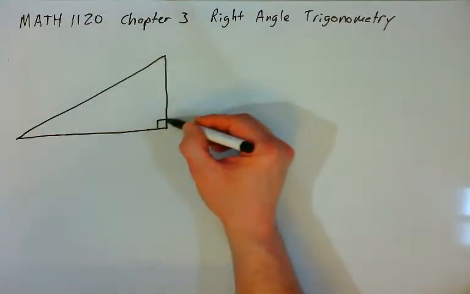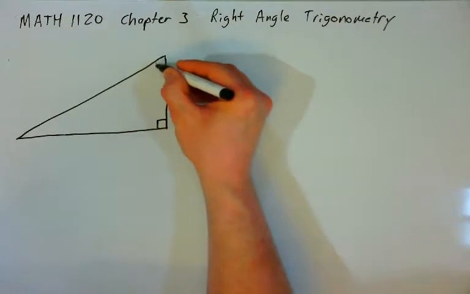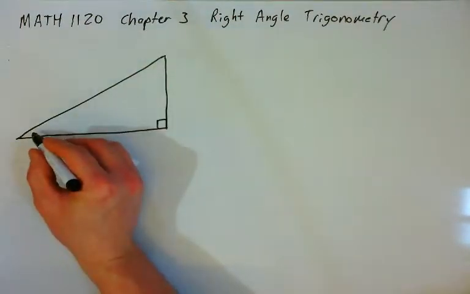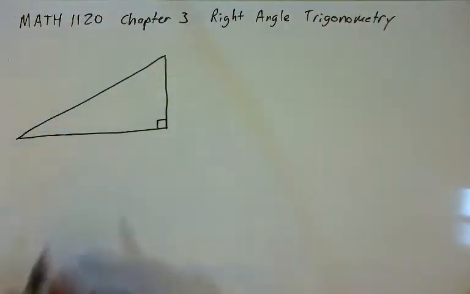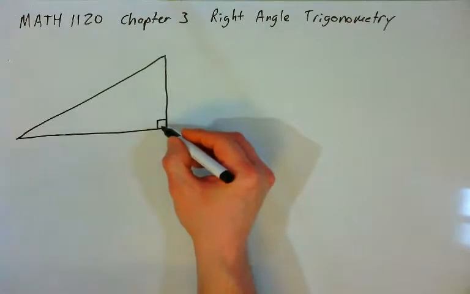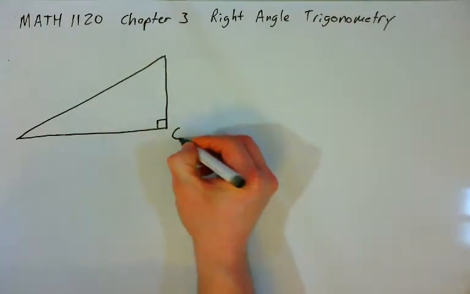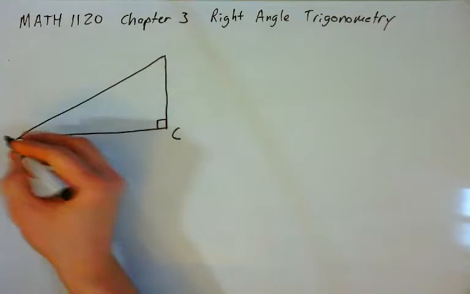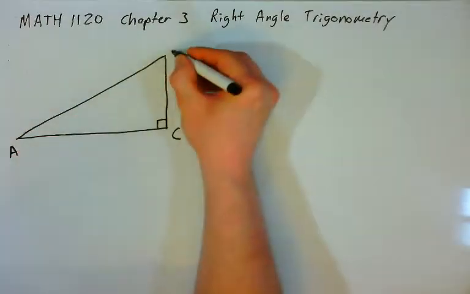I denote that with a little square in the corner. And these two angles are less than 90 degrees. They are acute. And so we'll call this a right triangle. Any triangle that has one angle that is 90 degrees, we will call that a right triangle. And our standard notation is to label the right angle with a capital C. The other two angles, we will label those as A and B.